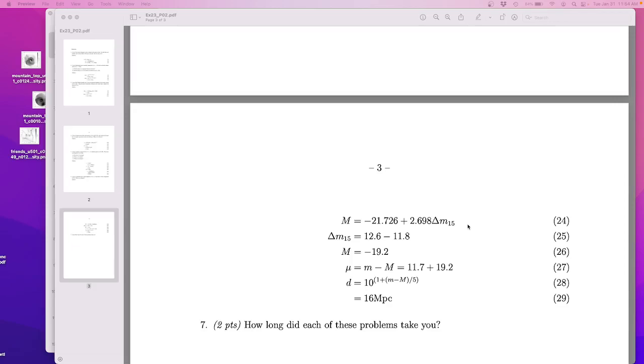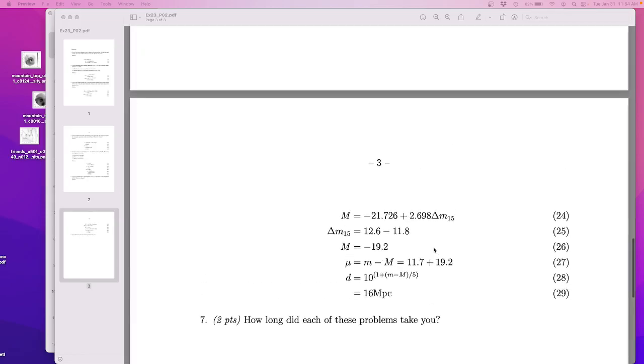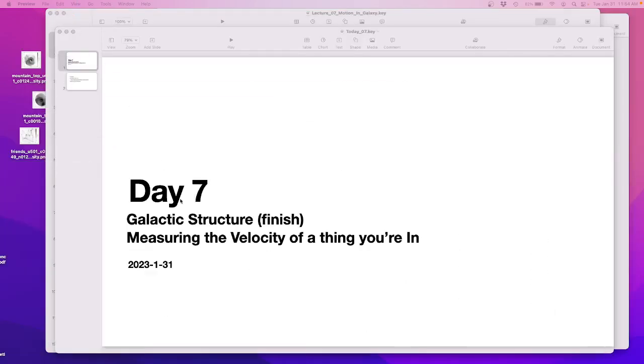So you should get an absolute brightness of minus 19. Sorry, I thought I had something interesting to say about that, but I don't. And the distance modulus of that difference, and then you just exponentiate, and you get 16 million years. Number 7, everybody did. Okay, any other questions about anything on the homework? Everything make sense?